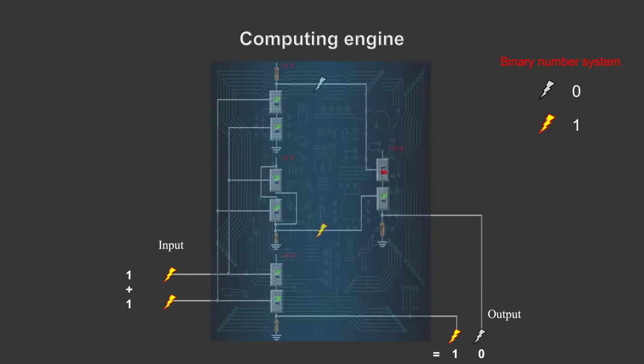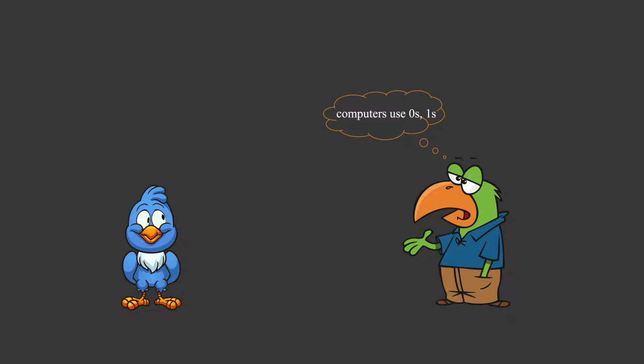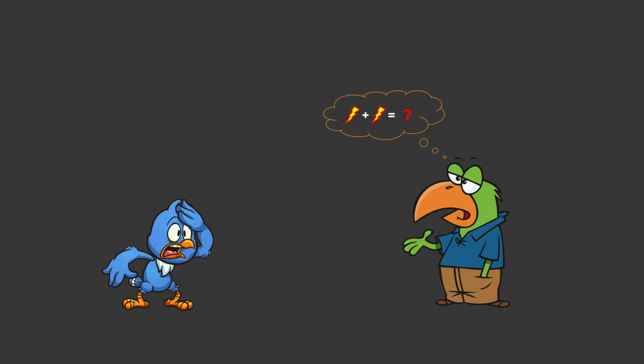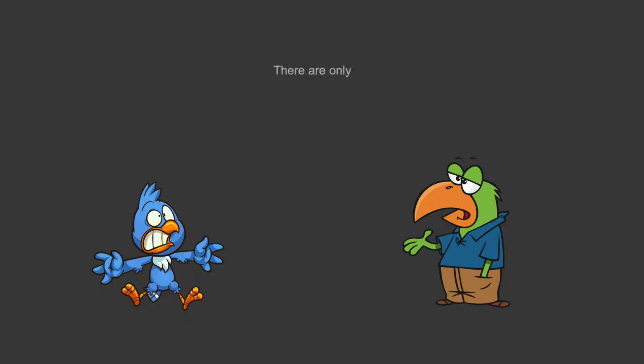For many reasons. I didn't see those zeros and ones as numbers. And why do computers use zeros and ones as numbers? Why not 2, 3, and 4? I didn't understand how electricity can be numbers. And I didn't see switching on/off as computing.